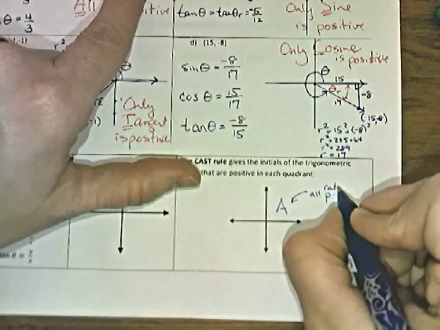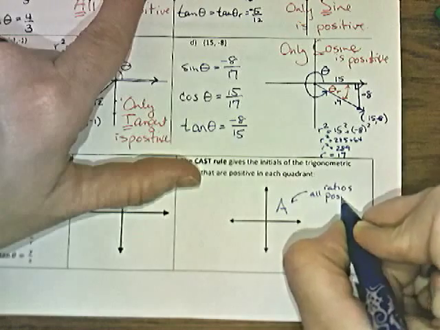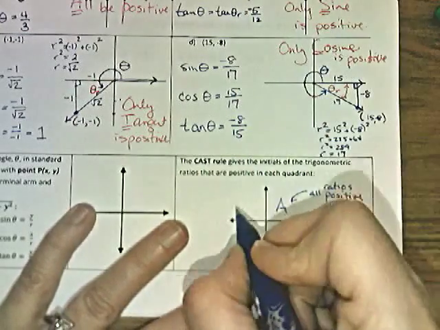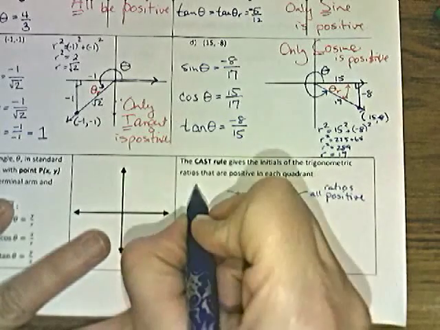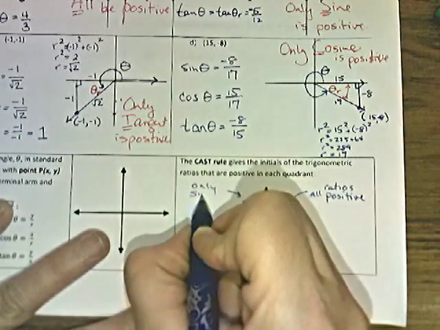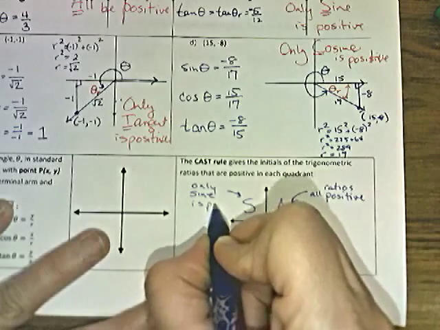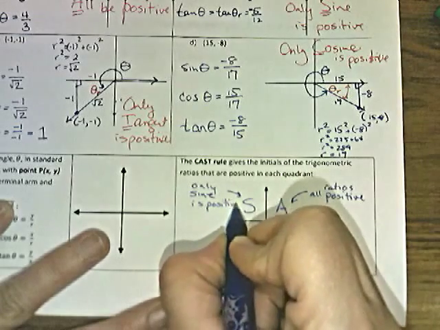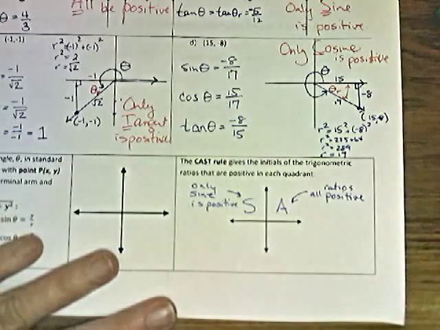All ratios are positive. And then in the second quadrant, only sine. And it's only sine. The other two are negative. Only sine is positive. And so it's important to remember that the CAST rule reminds you of which ratios are positive.